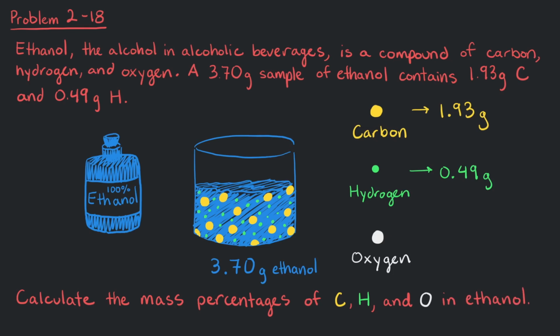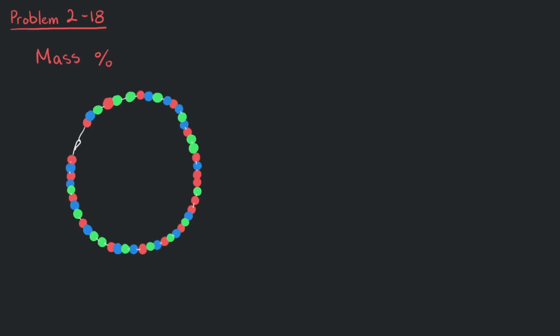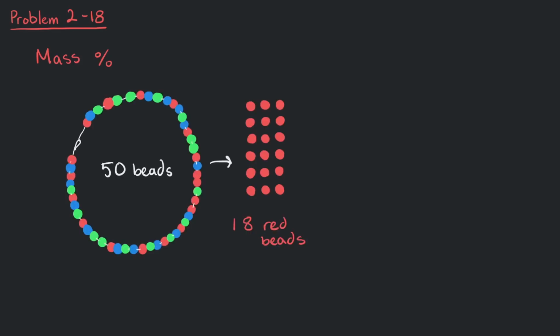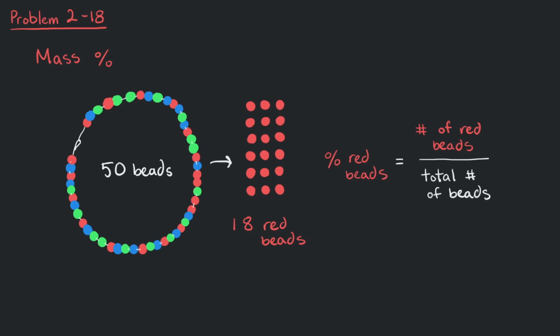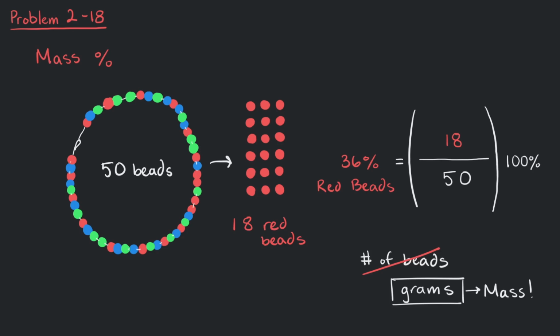For now, let's review. To calculate mass percent, think of it like finding the percentage of a certain type of bead in a necklace. Imagine you have a necklace with 50 beads, and 18 of them are red. To find the percentage of red beads, you would divide the number of red beads by the total number of beads and then multiply by 100. Mass percent works the same way, but instead of the number of beads, we're using grams, mass.